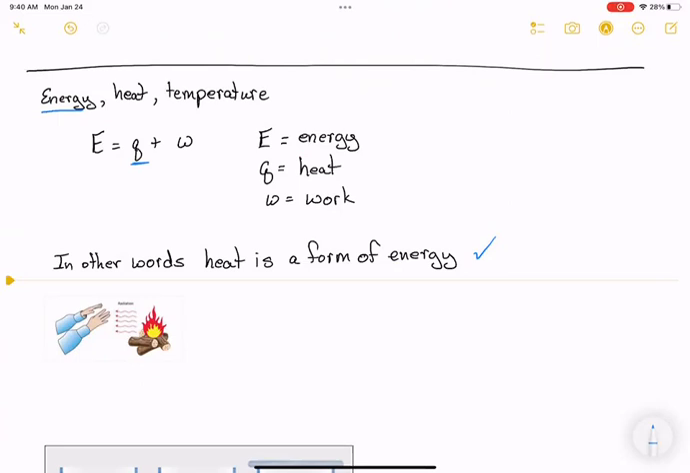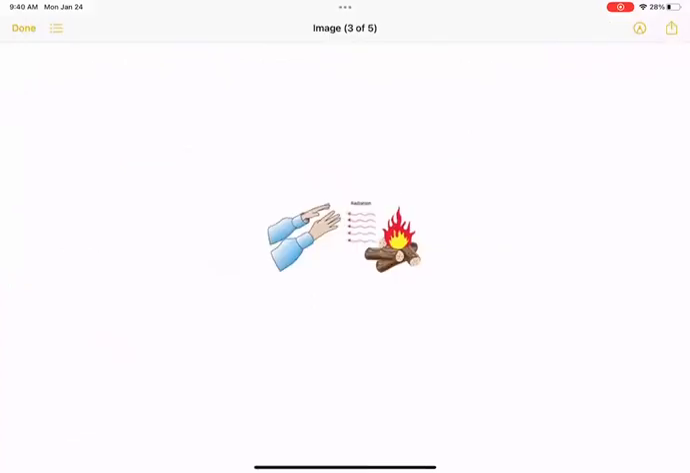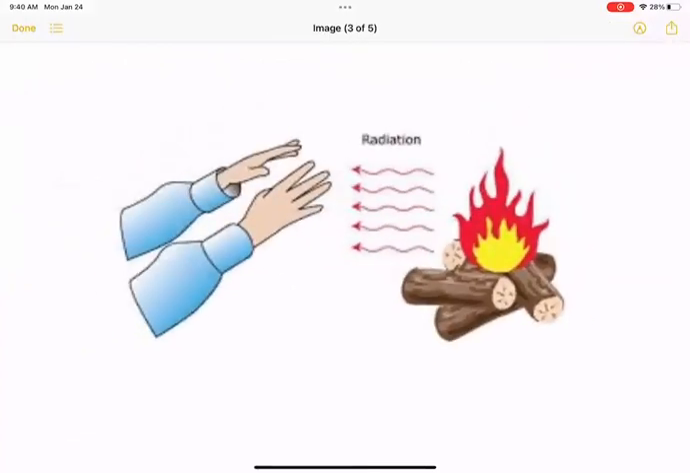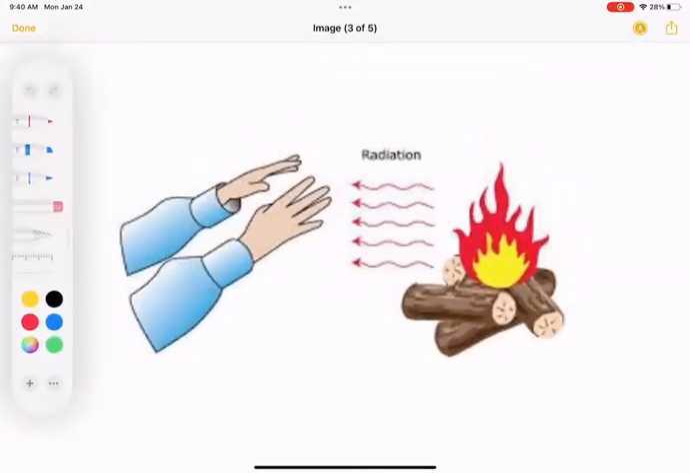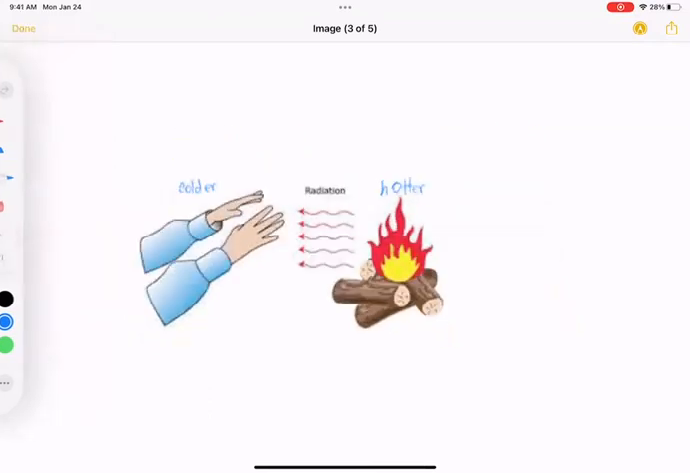Now, if you're out at a campfire, you feel that radiating heat, because heat is always transferred from the hotter object to the colder object. So we typically feel that heat because we are cooler than the temperature given off by the fire.